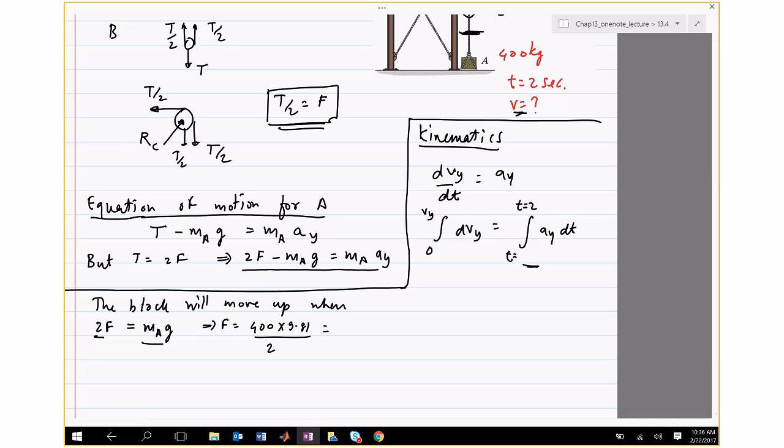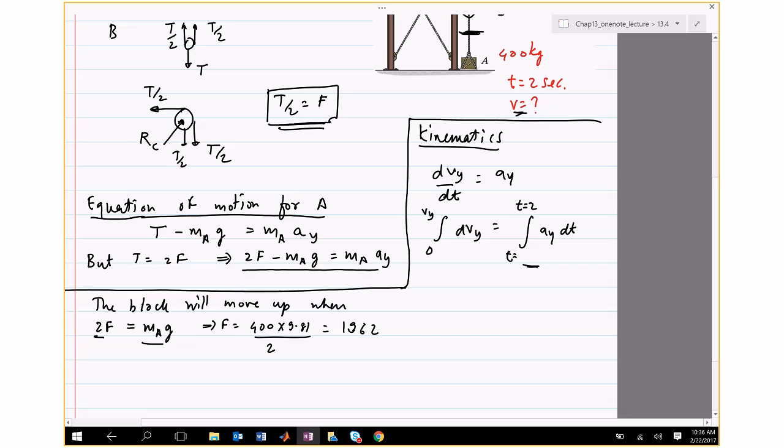What's that? It's 200. It's 196. Can somebody calculate this? I think it's 981 times 2. 1962? So unless the force reaches that value, it's not going to move up.